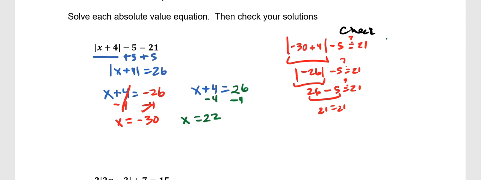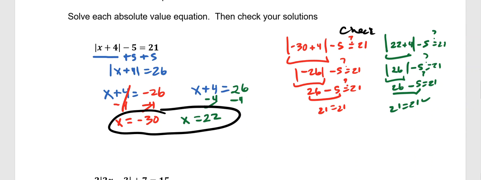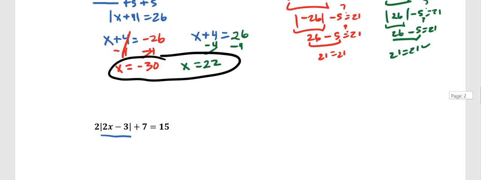The other solution, I'll take the absolute value of 22 plus 4. Once I take 5 away, I should get 21. Well, 22 plus 4 is 26, which we'll find the absolute value of. The absolute value of 26 is 26, which when I take 5 away gives me 21, which is equal to 21. So both of those solutions are true. All right, so let's go on and do the next one.